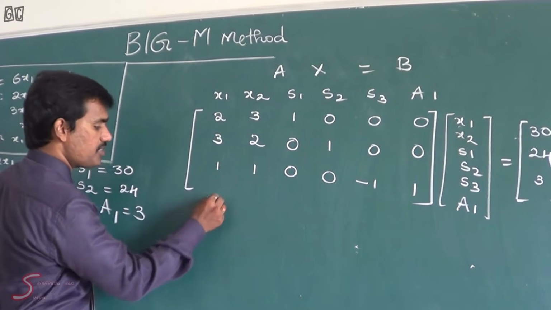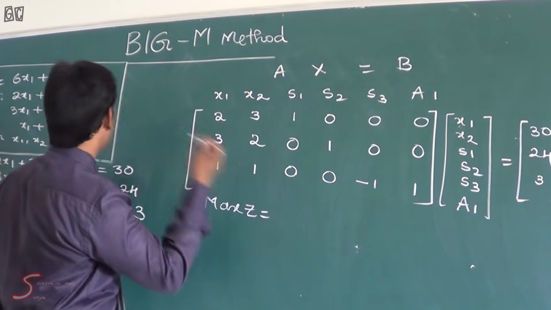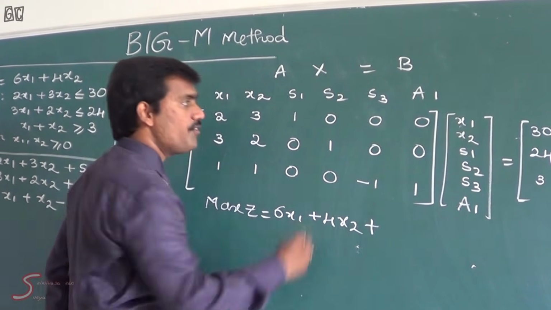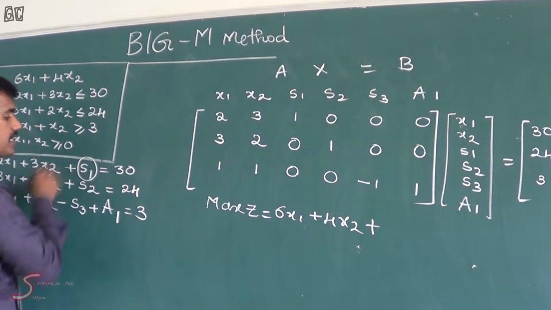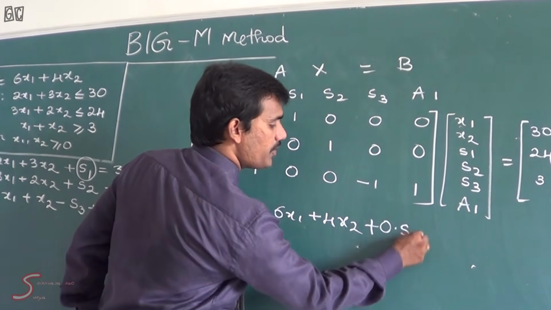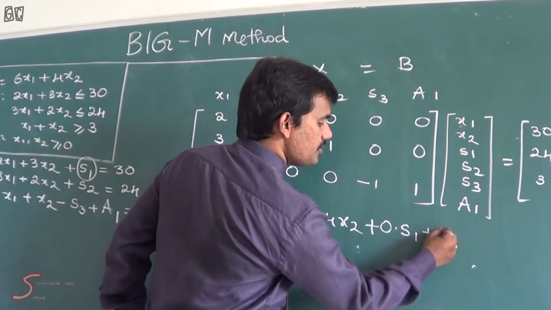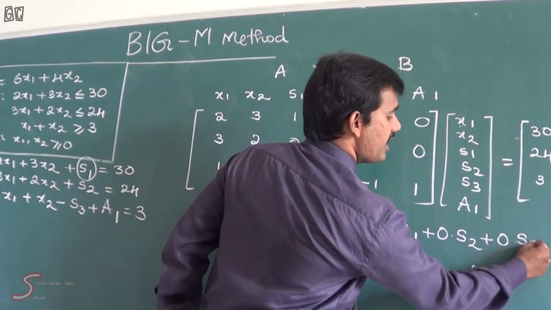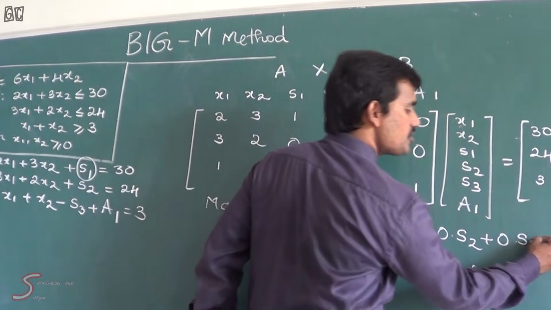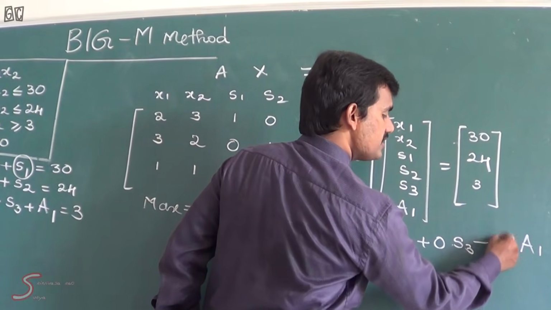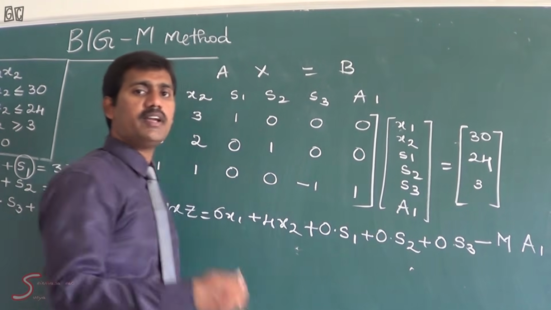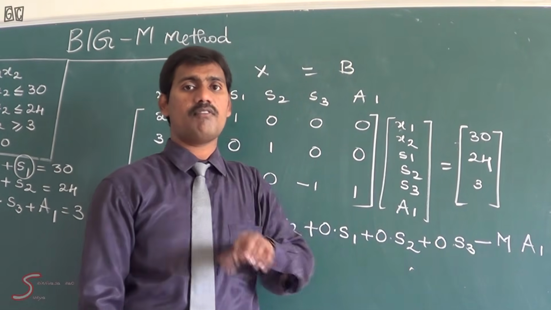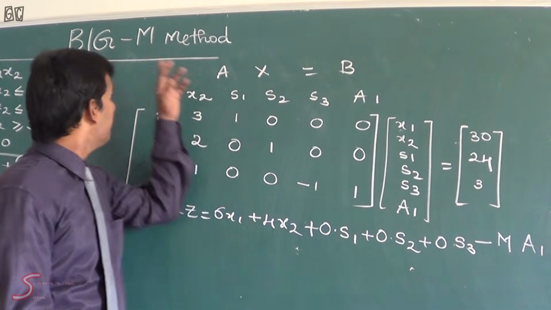The modified objective function is maximum of z equal to the given 6x1 plus 4x2, plus the slack variable s1 introduced in the first constraint, whose cost is 0 into s1. In the second equation we introduce slack variable s2, that is 0 into s2, and in the third one 0 into s3, and we introduce an artificial variable. The cost of the artificial variable a1 is minus M. So we are giving importance to the artificial variable with cost minus M, and that is the reason why this method is called the big M method.